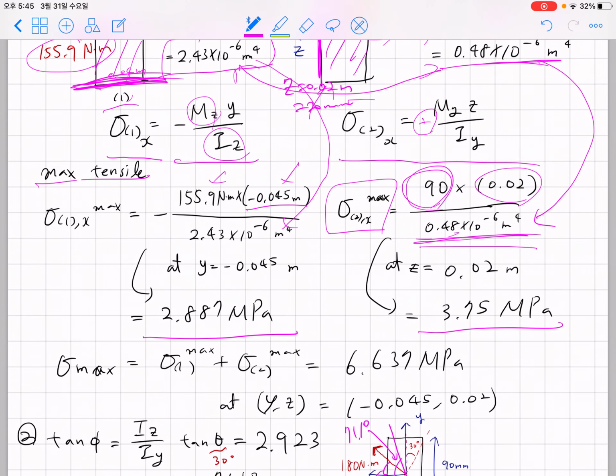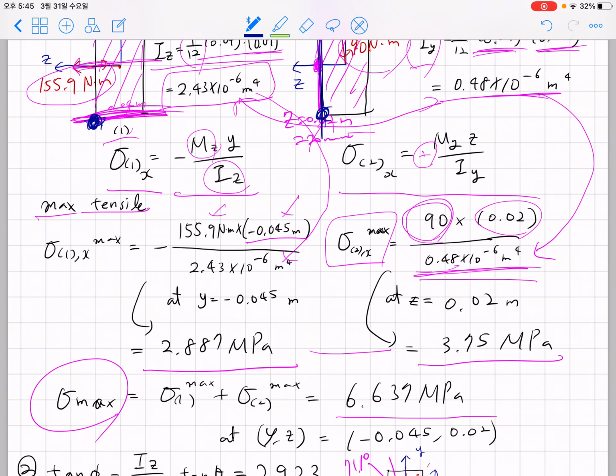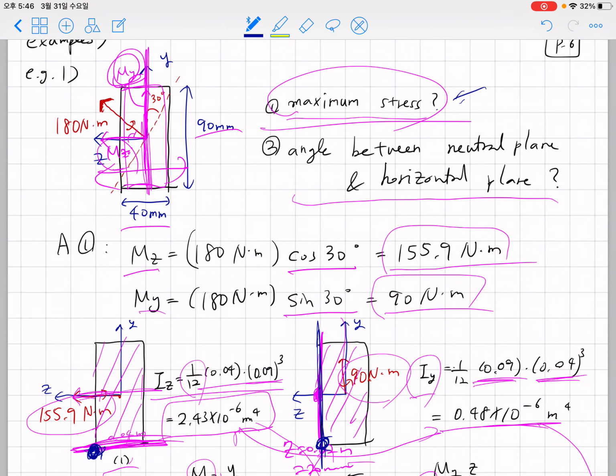Anyway, by combining these two answers, you find that the maximum stress turns out to be 6.637 megapascal, and that location will be here because from the first problem you have the maximum at y equal minus 0.045, and for the second problem you have the maximum here. So by considering both problems, this is the point where you're going to have this large tensile stress. And this will be the answer for the first problem.